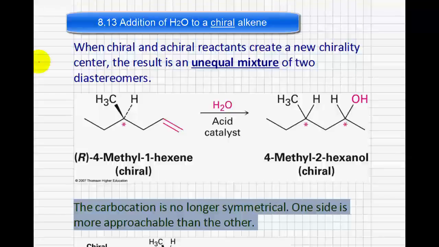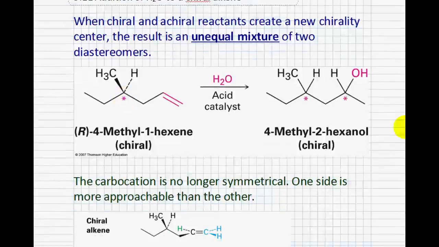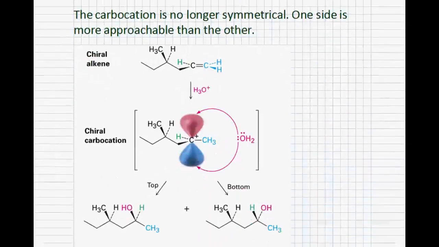The situation is different, though, when I add water to a chiral alkene. If I have chiral and achiral reactants creating a new chirality center, I will form two diastereomers, right, in unequal proportions. And let's see why that is.